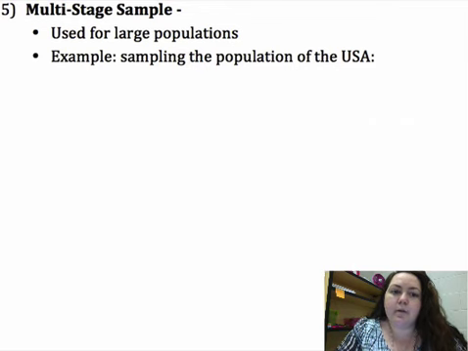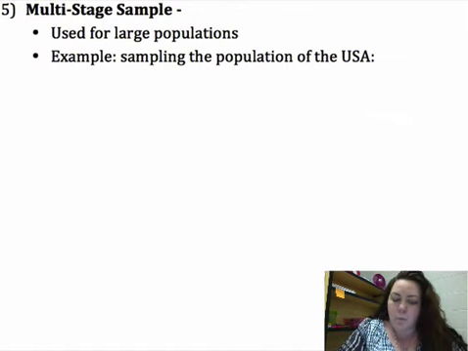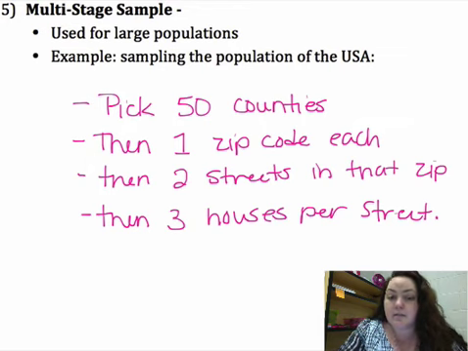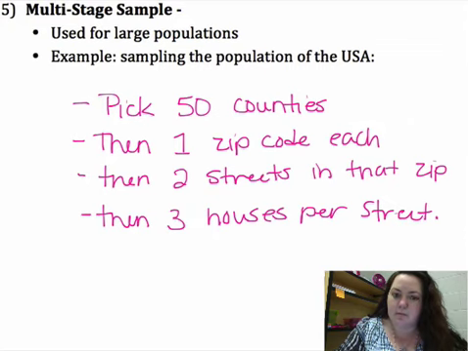Whatever. Multistage sample I would use for large populations. So an example, sampling the population in the United States, we might pick 50 counties, then pick 1 zip code for each county, then pick 2 streets for each zip code, then pick 3 houses per street, and go to those houses and survey them or do the experiment on them. Okay, this would be for a very large population, and you wanted to get more randomized. So multistage has multiple parts to picking these samples.